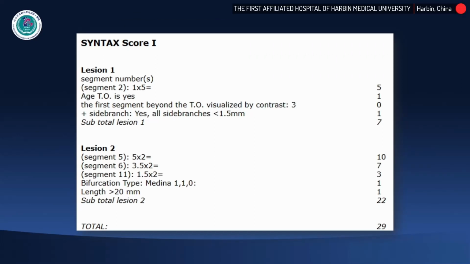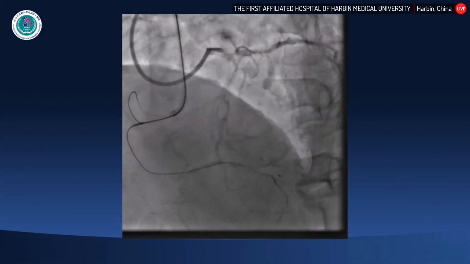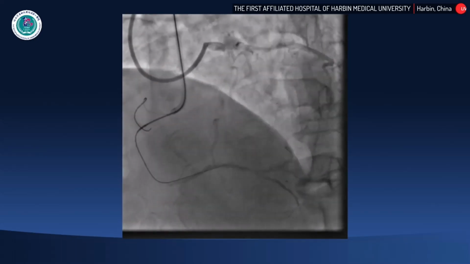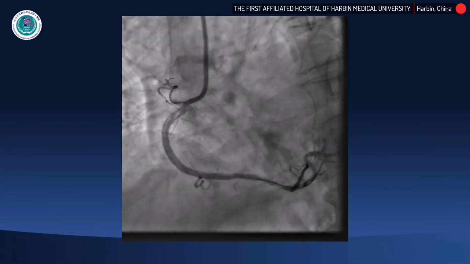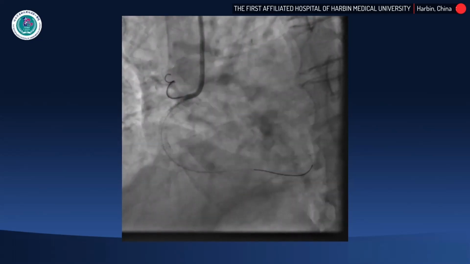We have calculated the SYNTAX score for this patient. The result is 29. According to the evidence, CABG is the first choice for this patient, but the patient refused CABG and chose a PCI procedure. We crossed the occluded lesion with a XA wire, and we put 2 stents in the RCA. Now this is the final result for the RCA.